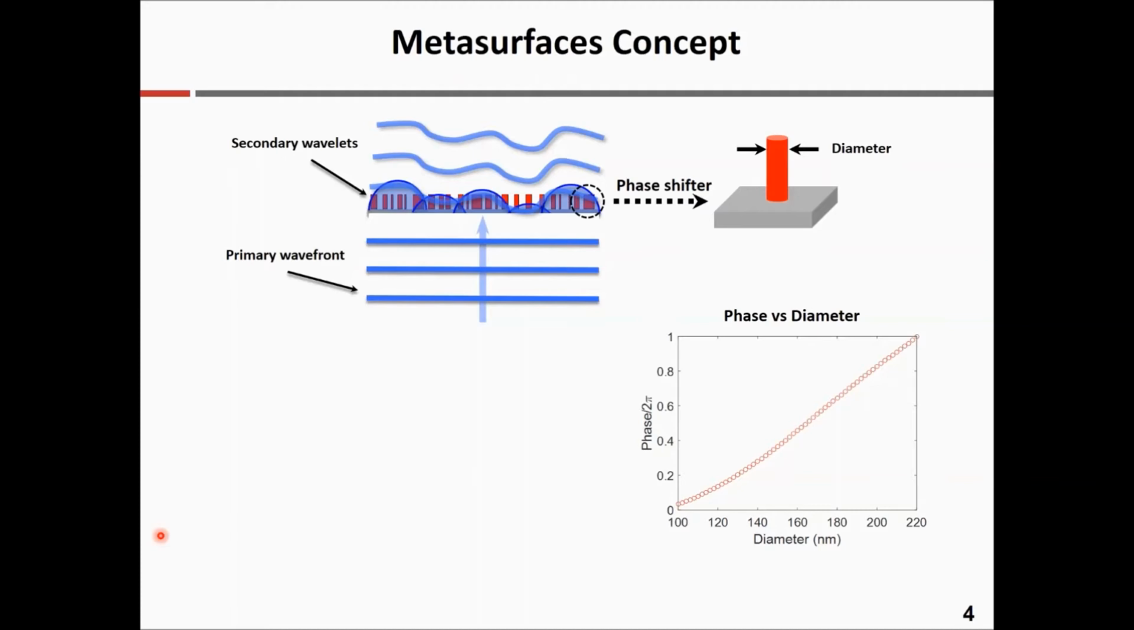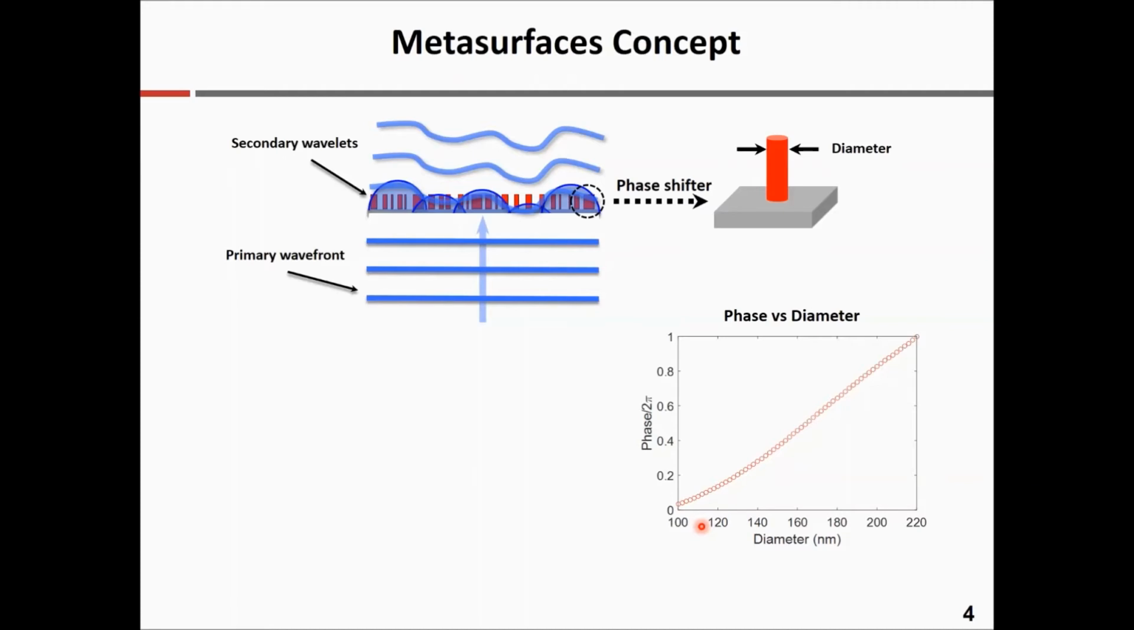So in our case, we are using a dielectric waveguide. It's a titanium dioxide nanopillar on top of a glass substrate. You can see it as a truncated waveguide. We can control the effective index of the waveguide by controlling the diameter. Here we show by FDTD from Lumerical, if you change the diameter from 100 nanometers to 220 nanometers, the phase due to the propagation along the length of this nanopillar, which is 600 nanometers, at a wavelength of 532 nanometers, can change from 0 to 2 pi.